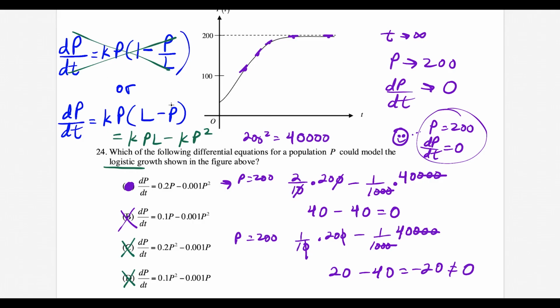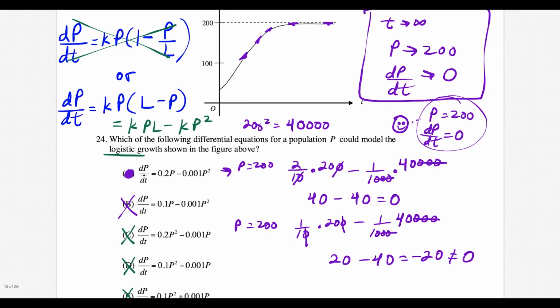And let's say you forget these formulas, you could use this strategy and this mindset to answer this question and get choice A either way. But it helps to know the formula because then you could eliminate choices C, D, and E right away.